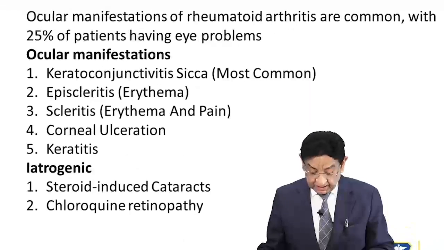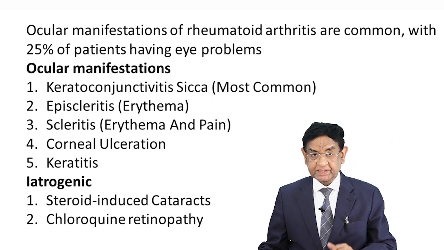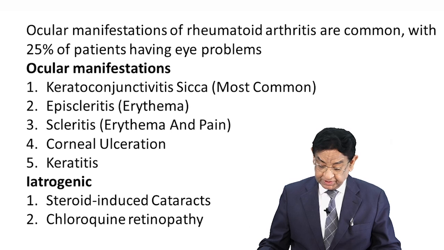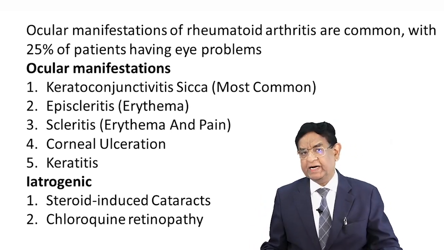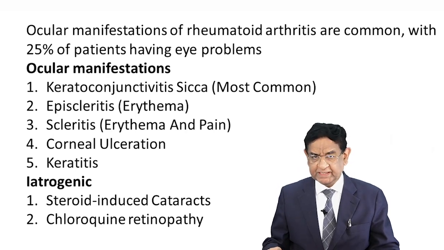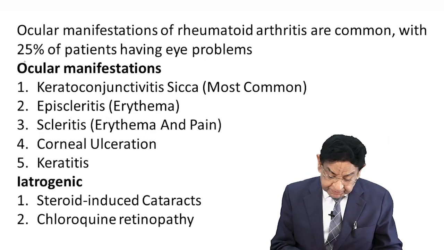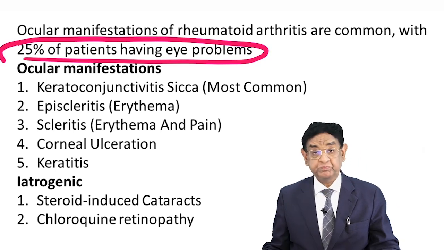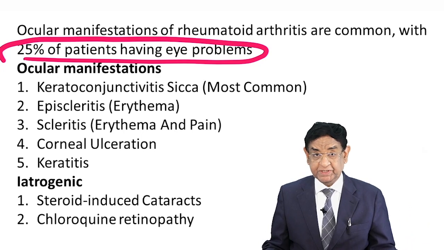Now a little bit of extra points. Why did I include this question? It is similar to question 2, but there are some extra points I want to tell you. This slide is exclusively for the eye involvement. It's a very favorite question of the MRCP, that's why I included this slide. 25% of the patients have eye problems. In RA, 25% is a huge percentage.